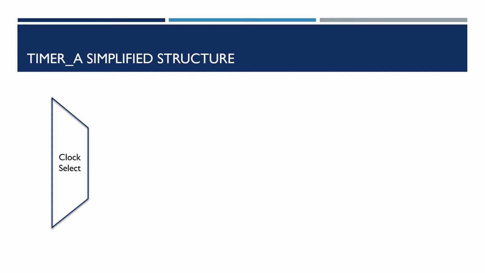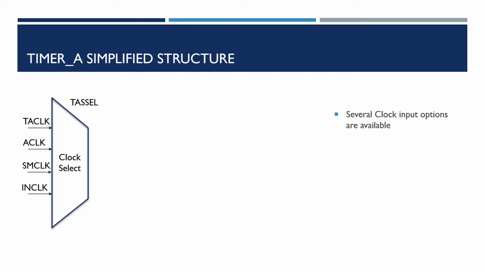So this is the same clock that we are talking about, except that it has got 4 options. Rather than just one input clock, you can select from any of these 4. And for that, you've got something called TASSEL bits, which is like 2 bits to select which clock you want. So if you want TACLK, which is Timer A clock, it's an external clock. You can connect it externally.